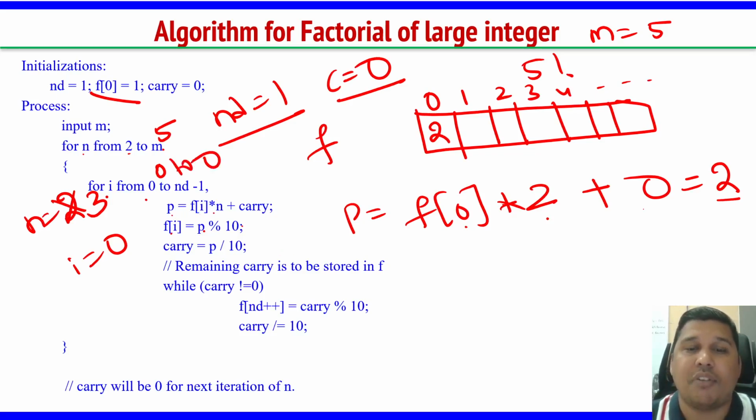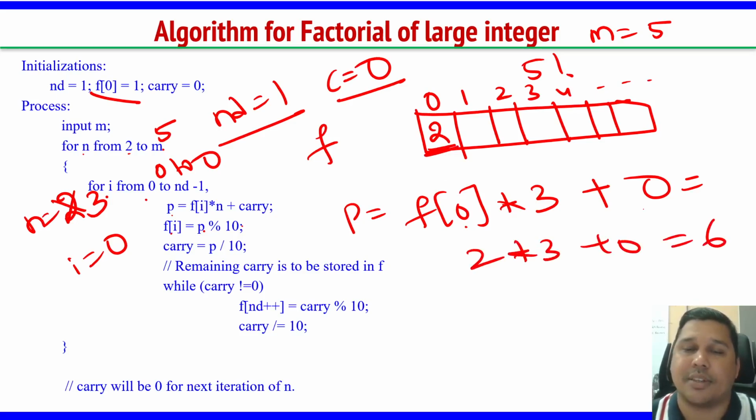Again p equal to f of I into n. What is n value now? N value changed to 3. So in this case it becomes f of 0 into 3 plus the previous carry is 0, no change. So what is f of 0 value? 2. 2 into 3 plus 0, this is 6.